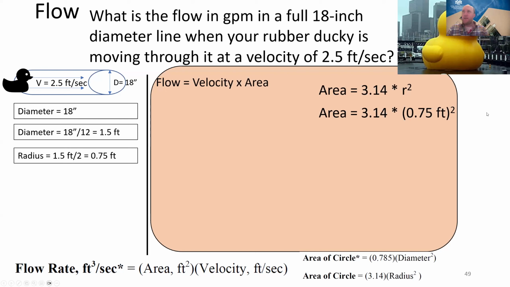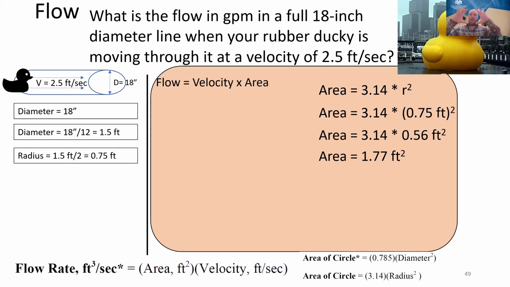So that's what I'm going to use in my equation, and then I'm going to start calculating that out. Of course I have to do those exponents first. So I'm going to multiply 0.75 feet times 0.75 feet, and that comes out to 0.56 feet squared. And then we're going to multiply that out, and we come up with 1.77 square feet. So that's going to be the surface area of the end of that pipe. If we're looking into the pipe, that's the area of that opening.